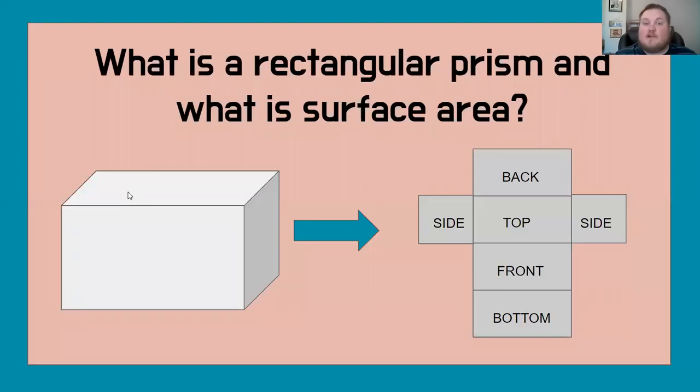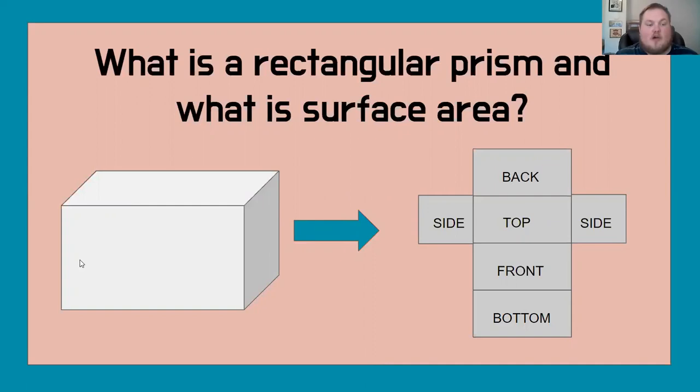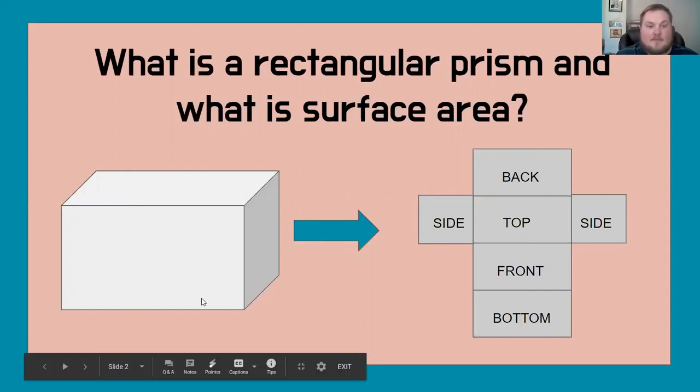But surface area is different. Surface area, you're just looking at the area of each side of the box. So the top of the box, the front of the box, this right side, and although you can't see it, there's a left side. On the opposite side, there's a back side, and on the bottom, there is a bottom side.